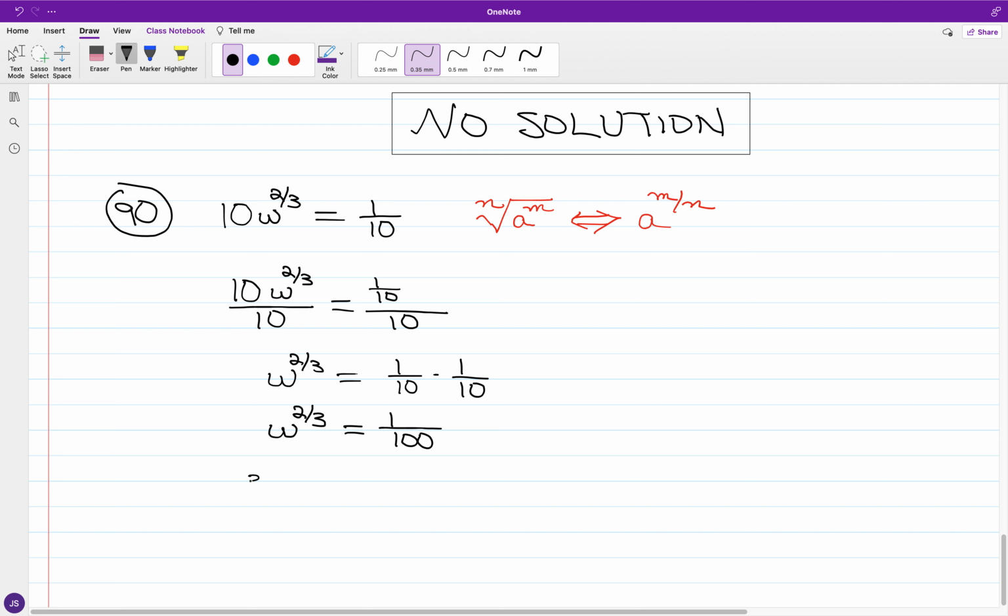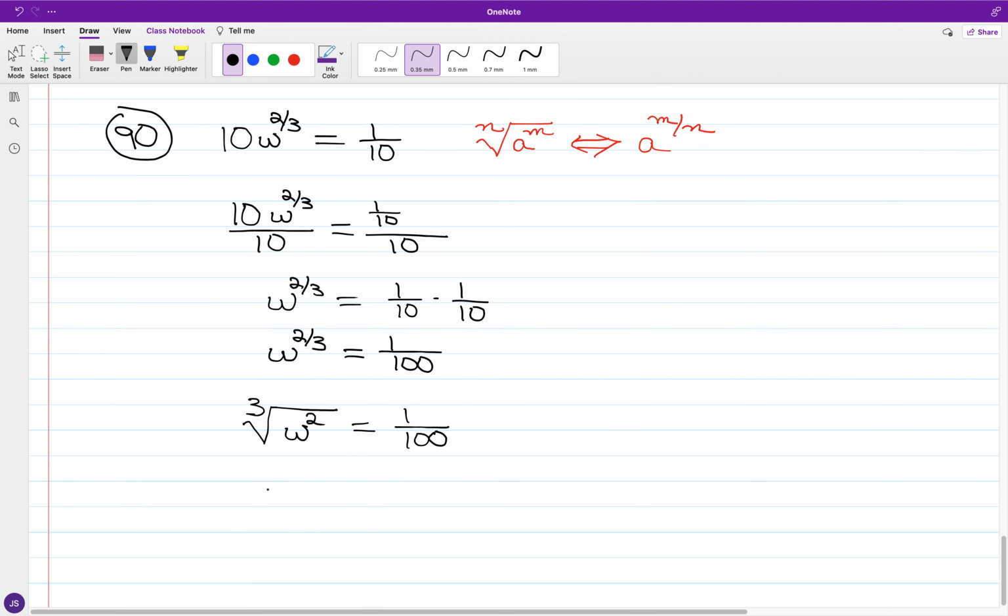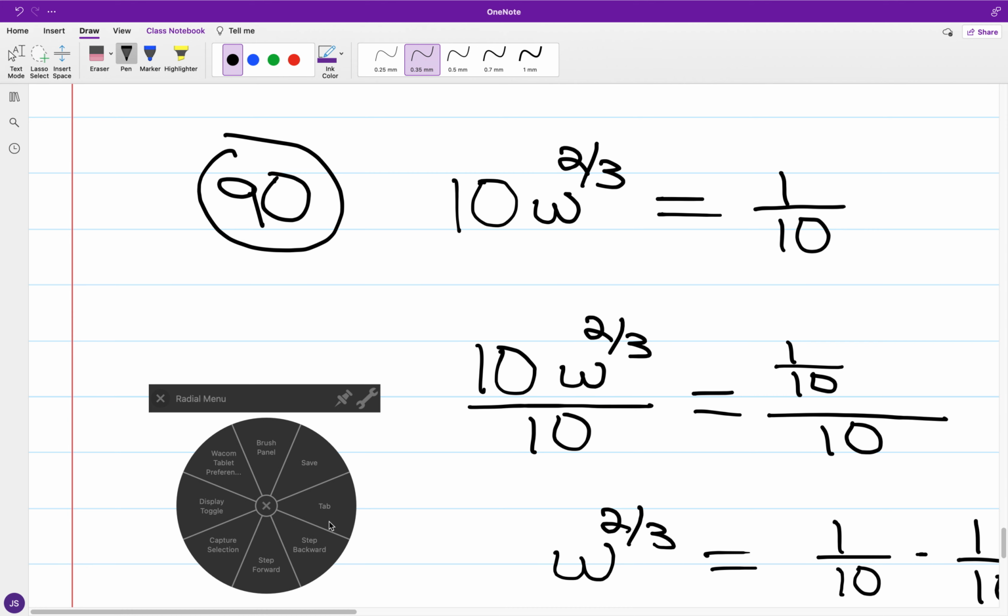Now rewriting w to the 2/3 in radical terms. Now the denominator, okay, indicates that the type of radical is going to be a cubic root. And w to the 2/3, okay, that's going to be the cubic root of w squared. And now we're going to free up w squared upon cubing both sides. Even though 1 over 100. Okay, now the upside is that the radical is going to be taken care of.